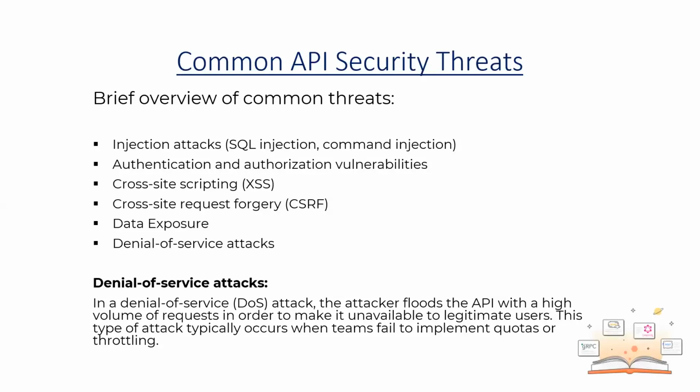So denial of service attack, the attacker floods the API with high volume of requests. So you get to build some APIs, and you say you want this API to time out at some time. It should be able to handle a maximum of maybe 1,000 requests at a particular call interval. So in this kind of attack, the attacker floods the API with high volume of requests in order to make it unavailable for legitimate users.